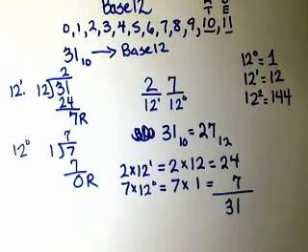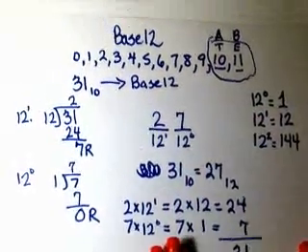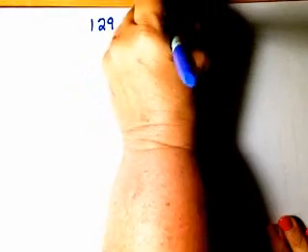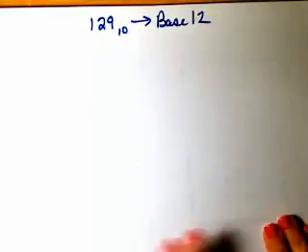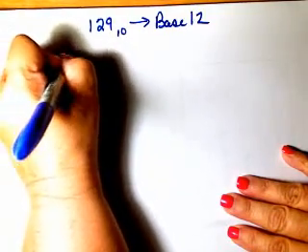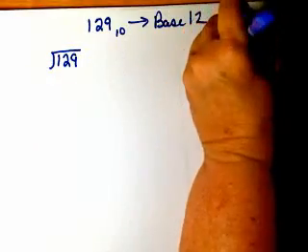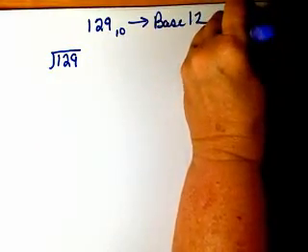Now, this one was relatively simple because I didn't have any of these extra digits up here. So let's do one that's just a little bit more complicated. Alright, let's try 129 base 10 to base 12. So let's start out with 129, dividing by our powers. So base 12 again, let's make our table.